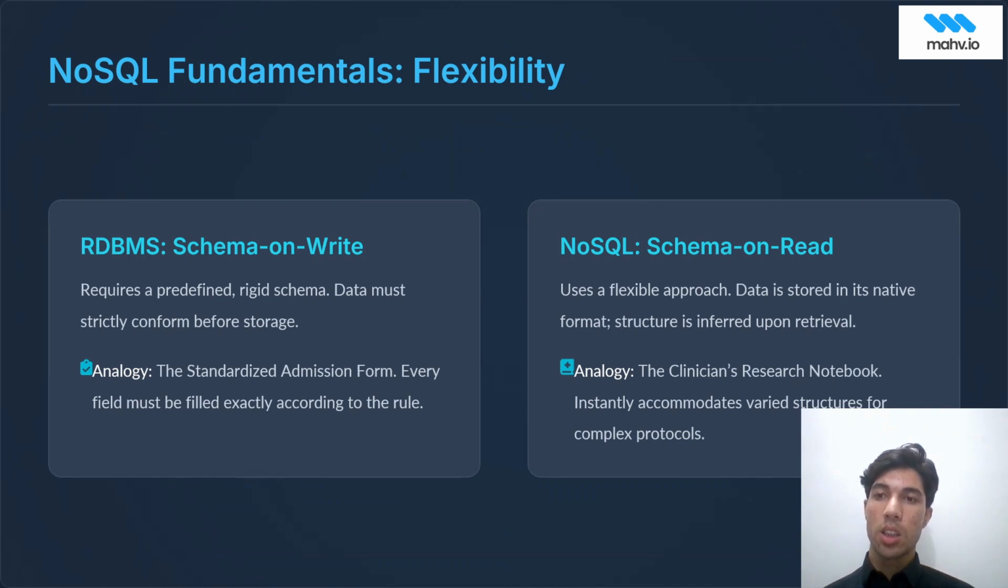Relational databases use schema-on-write, which requires a predefined rigid schema. The data must strictly conform before storage. Think of it like a standardized admission form where every field must be filled before you can submit it. On the other hand, NoSQL uses schema-on-read, which is a flexible approach, like a clinician's research notebook, in which the data is written in its native language and then retrieved in a proper schema when it needs to be read.